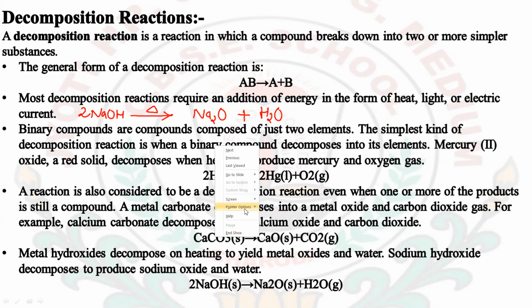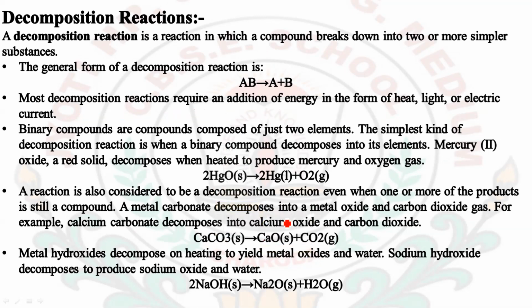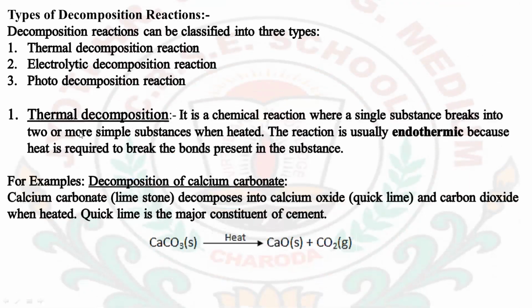Now let's see the classification of decomposition reactions, means the types of decomposition reaction. The decomposition reactions are of three types. First is the thermal decomposition reaction. The second one is the electrolytic decomposition reaction, and the third one is the photo decomposition reaction or photolysis. The electrolytic decomposition reaction is also known as electrolysis. These are the other names of these reactions.